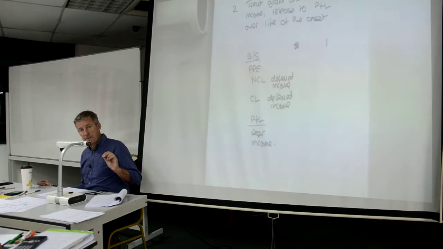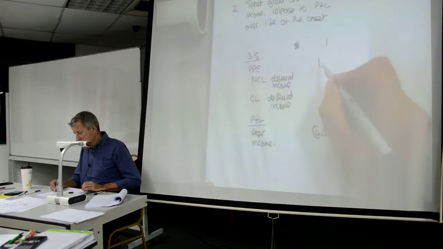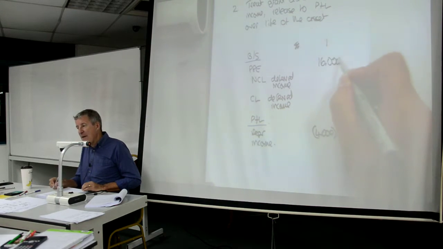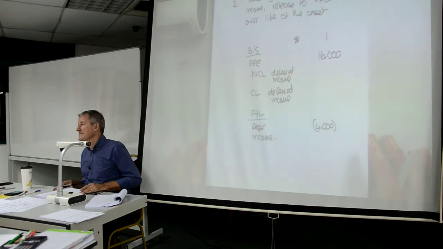Everything is kept separate. So I have an item for PPE which cost me 20, life of 5 years, my depreciation expense will be 4, and my PPE will be 16. You've got to get that one right. There's no hope otherwise.